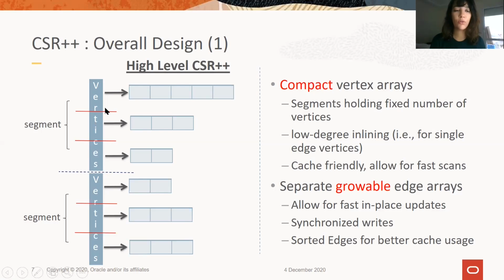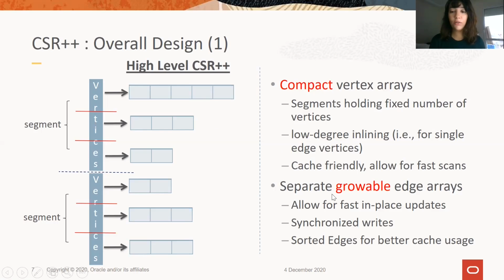And then we have this optimization, which is low degree inlining, meaning that unlike the adjacency list, where every vertex has to have a pointer to its neighbors list, in CSR++, in case we have a single neighbor in a vertex, we actually embed that edge in the vertex array. That way, we can store the actual edge instead of the pointer. That allows for memory optimization.